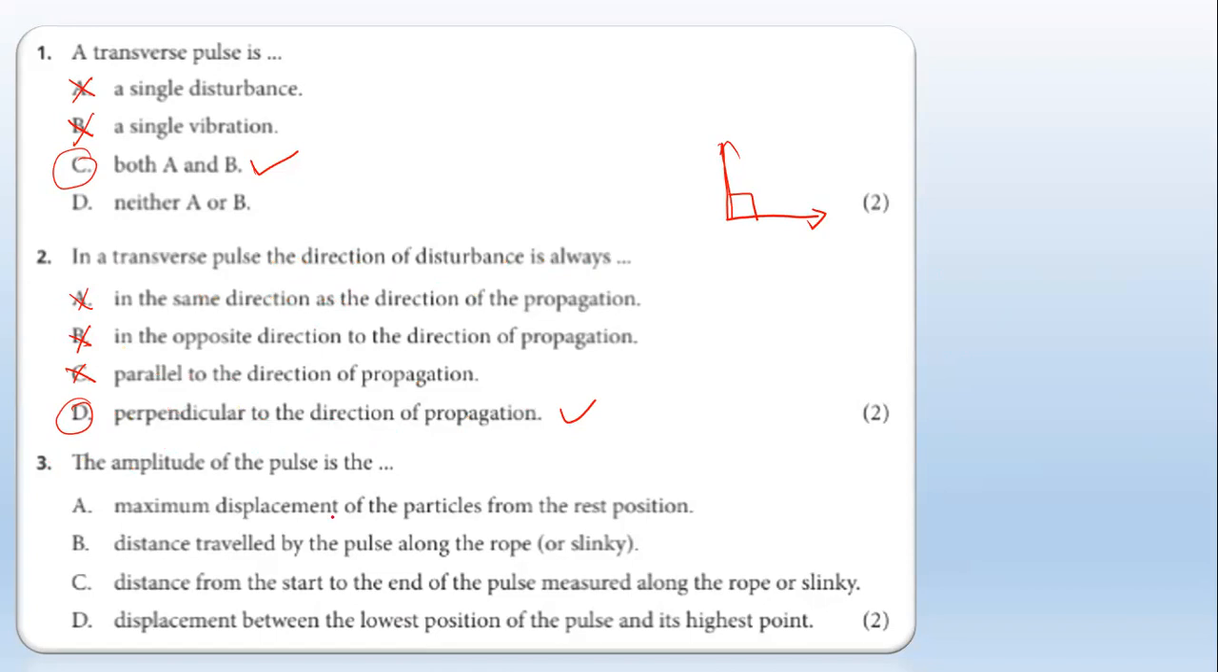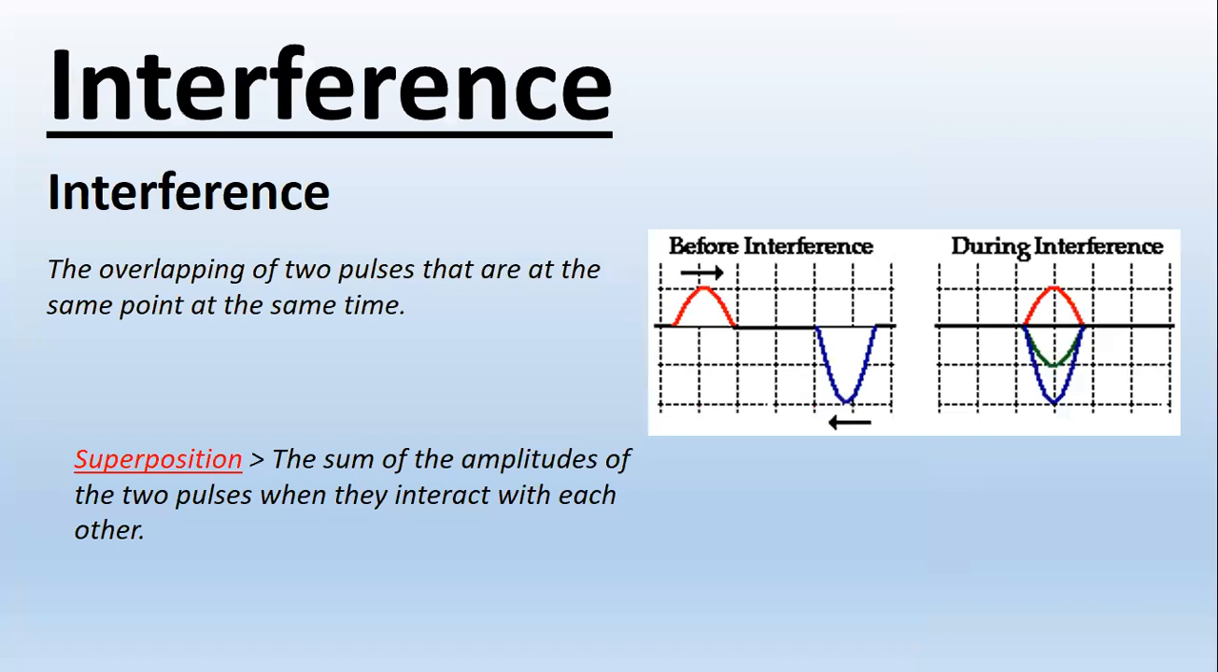Now, number 3, the amplitude of the pulse is there. What is the amplitude of the pulse? We have learned that, right? Number A, the maximum displacement of the particles from the, oh my God, this is absolutely correct. We don't even have to go down. This is most definitely absolutely correct. And you can go through these. These are most definitely not correct answers. So our correct answers are C, D, and A.